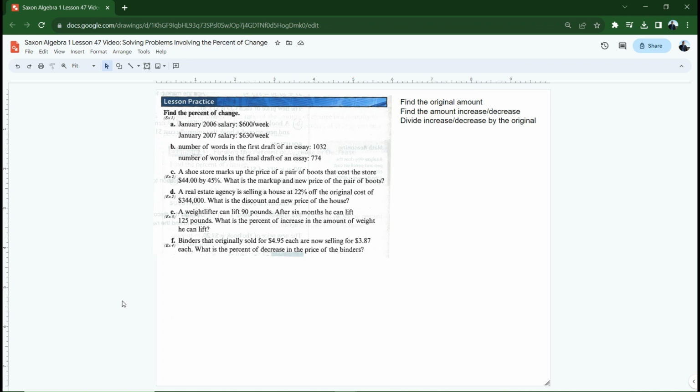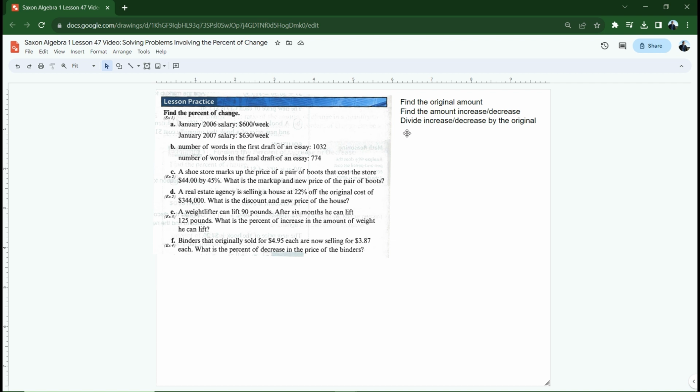Hey, Algebra students. In this video, we're going to be looking into problems involving a percent of change. And you'll see up here in the upper right, I have a three-step method that works for solving many of these problems. Not all of these problems. You're going to have to do some thinking in these, but many can be solved by finding the original amount, finding the amount of increase or decrease, and then dividing the increase or decrease by the original amount. That gives you the percent change.